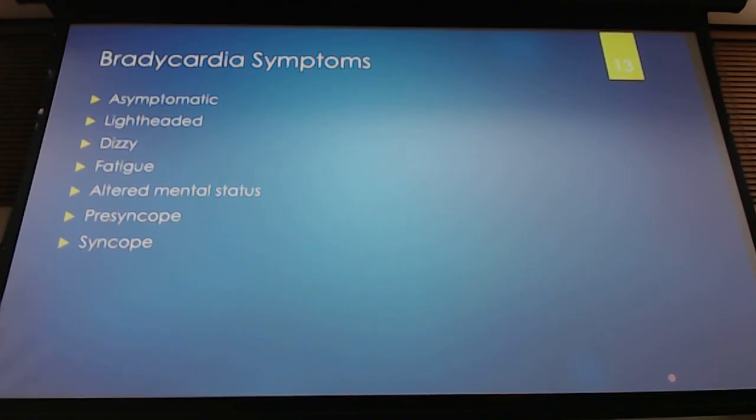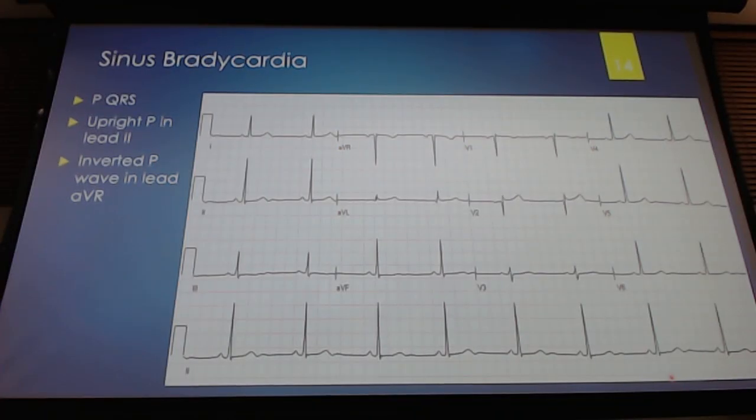Remember that when you get a number on a piece of paper, that's just a number. It tells you a rate. It doesn't tell you anything about the rhythm. So please don't be reassured by the fact that the heart rate is 60. Well, what is the rhythm associated with that? Maybe that's the problem. So this is sinus bradycardia.